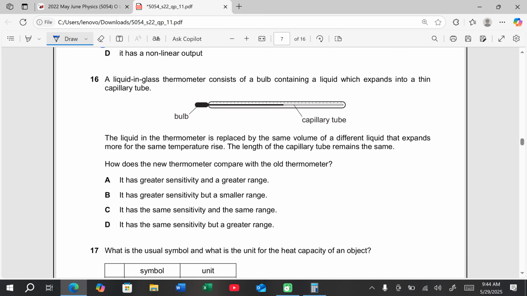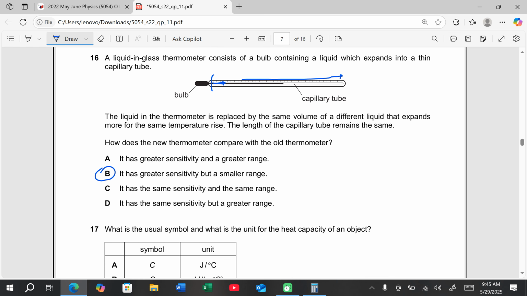Okay, now since the length of the capillary tube is the same, but the liquid has been replaced by one that expands more for the same temperature rise, it is going to be more sensitive, but the range will be smaller, because it will react more quickly, so it will rise quickly. But since it's going to rise quickly, it's not going to cover a lot of range.